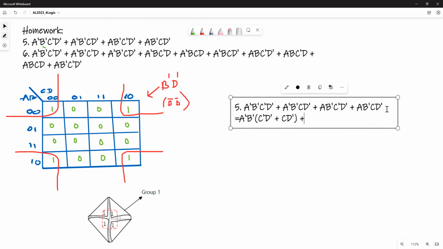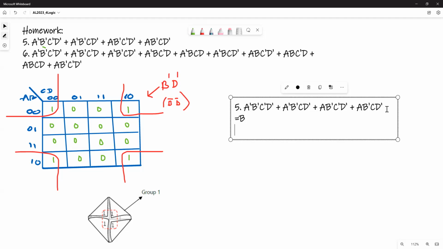A dash B dash D dash. True. Since B dash D dash is common to both, we can take B dash D dash out directly. So what is left is A dash C dash, A dash C. Is that what we are saying, right?